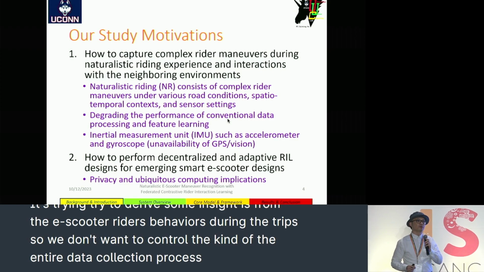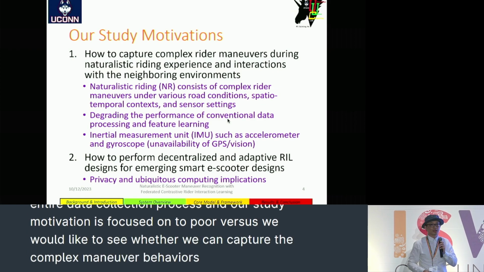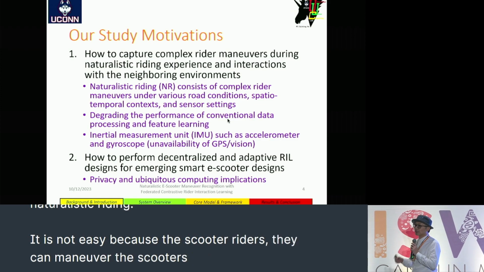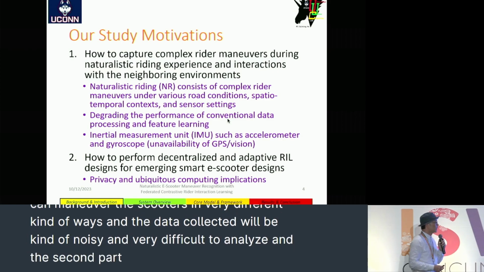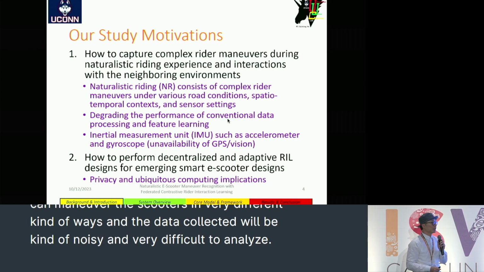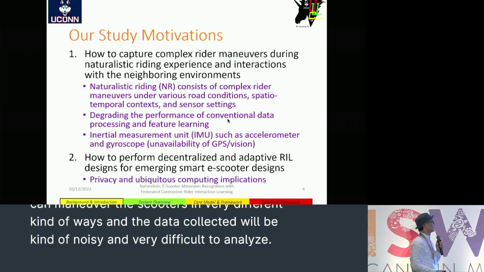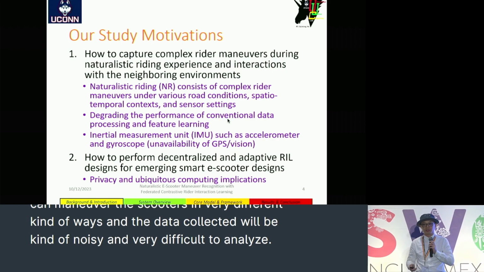Our study motivation has two parts. First, we would like to see whether we can capture complex maneuver behaviors in naturalistic riding settings. It is not easy because scooter riders can maneuver in very different ways, and the data collected will be noisy and very difficult to analyze. Second, we would like to perform decentralized and adaptive rider interactions learning for emerging smart e-scooter designs. Nowadays e-scooter sharing platforms are deployed in DC and Denver, Colorado. In those metropolitan cities, can we collect the data in a more decentralized way, so that we can learn those behaviors based on embedded devices on the scooters? This is something we would like to explore in this study.